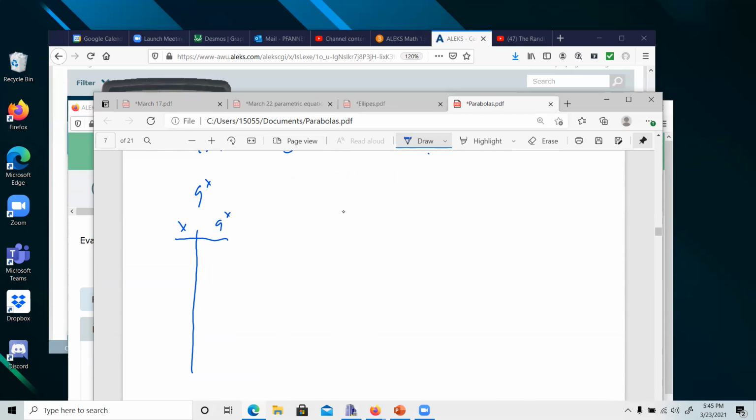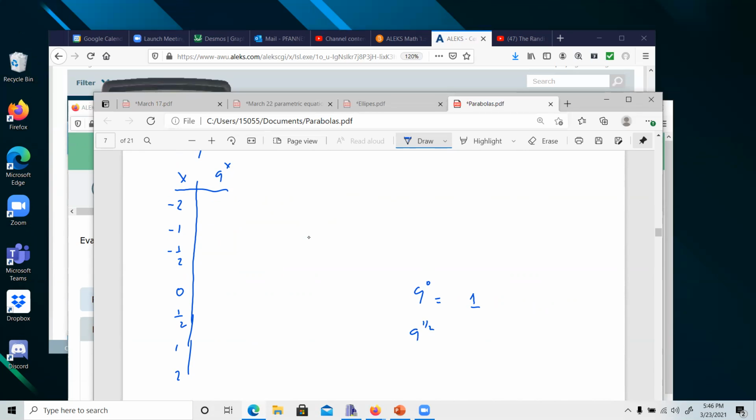Since x can be any value, I'm going to say, well, what about -2, -1, and -1/2 in this case, 0, 1/2, 1, and 2. Okay. Now we can have more numbers, but this should give us an idea. So 9 to the 0. Well, anything except for 0 raised to the 0 is 1.